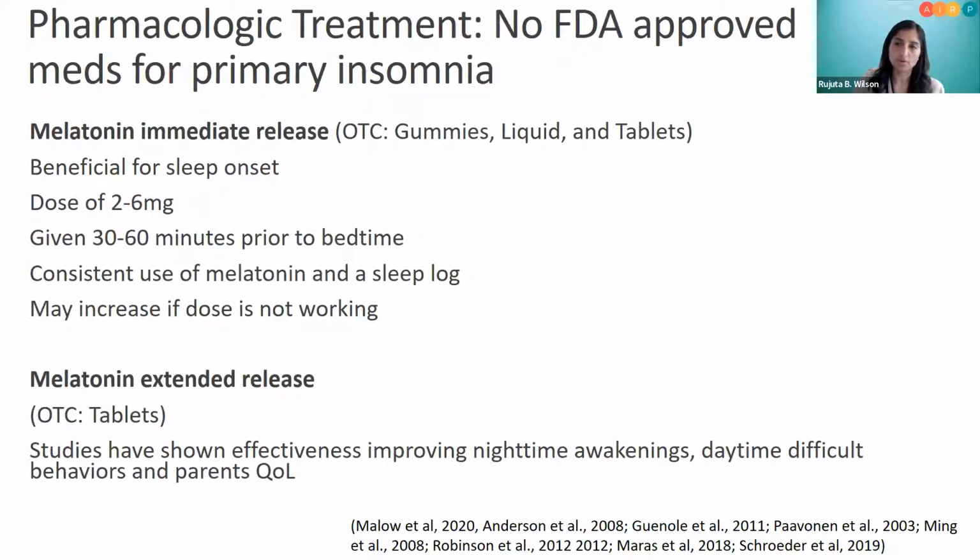As we move along, if the initial dose of 2 milligrams isn't working, I'll go up to 4, maybe 6, perhaps up to 10. But at that point, you really want to be thinking about whether melatonin is useful. There's also melatonin extended release, one of the names being Rameltion, for example. These also come as over-the-counter tablets. Studies have shown effectiveness in improving nighttime awakenings, helping not just sleep onset but sleep maintenance, or duration of sleep overnight. Some studies also show improvement in some daytime difficult behaviors and in quality of life for caregivers as well.